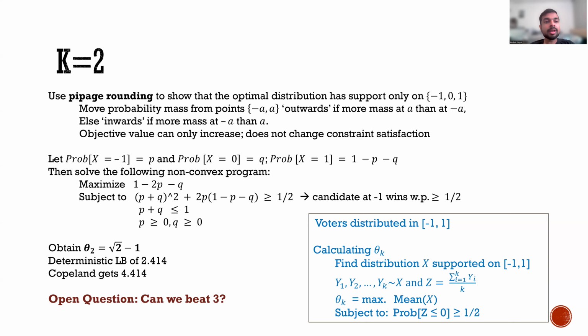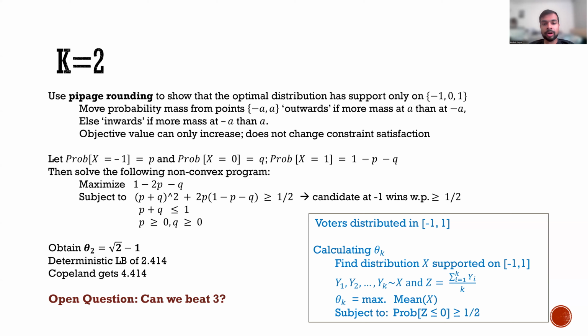problem somewhat easier. We can define the probability of x being minus 1 as p, the probability of x being 0 as q, and the probability of x being at 1 as 1 minus p minus q, and then we can write this optimization problem in terms of p and q. So in this case we get a linear objective function. However, the constraints are non-convex, therefore we need a non-convex solver.